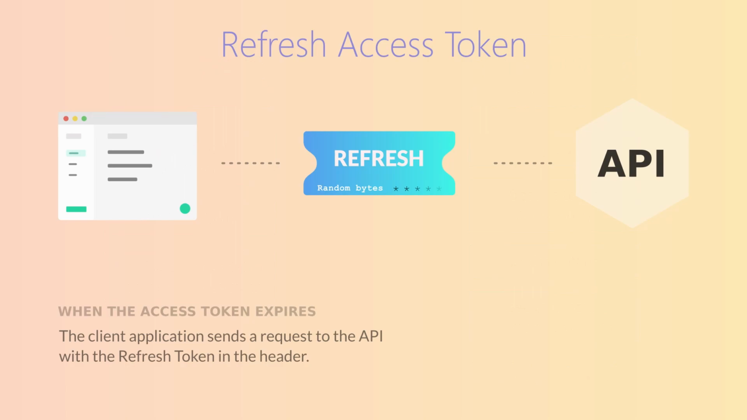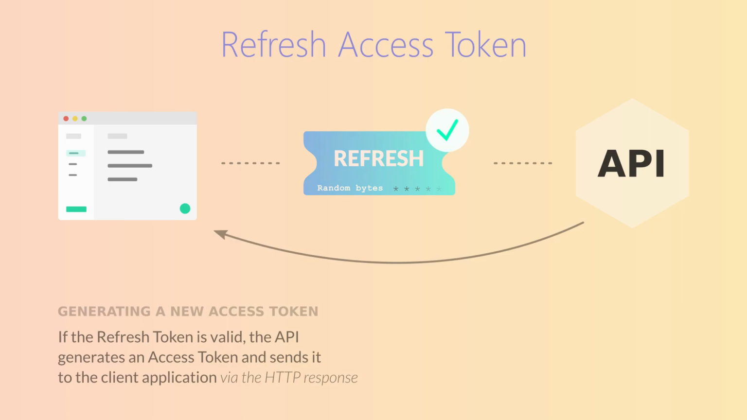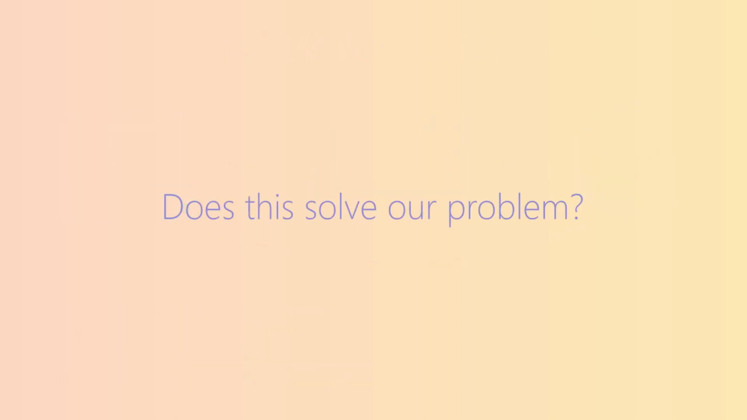So therefore, the client application will have to make a request to the API using the refresh token that asks the API to generate a new access token, and then the API will have to verify that the refresh token is valid. And if so, then it will generate the new access token and send it back in the response. And then the client application can use that new access token to continue making requests. So that should solve the problem of being able to revoke access on devices.